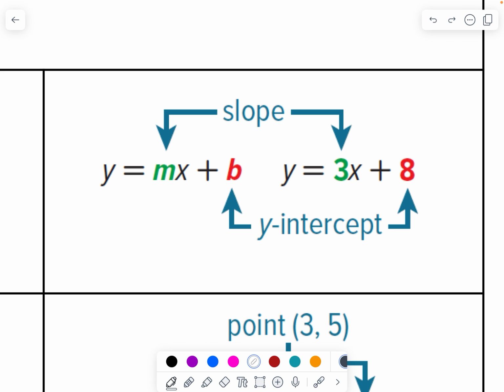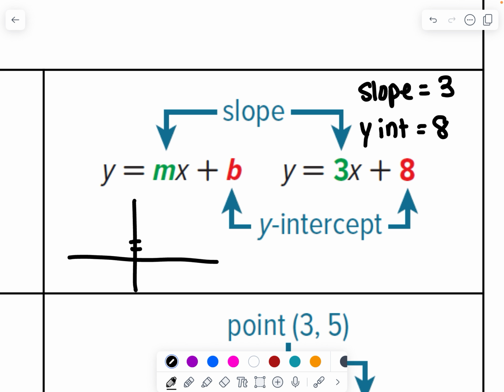For this example, you would know that your slope was 3 and that your y-intercept would be 8. So if you were drawing this, you would go up 1, 2, 3, 4, 5, 6, 7, 8, put a point, and then your slope would be going up 3 and over 1, rise over run, putting a point, and you would put a line through there. Do you remember how to do that, guys? I hope so.